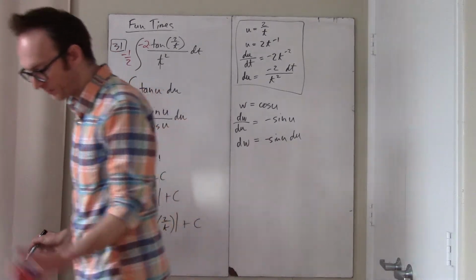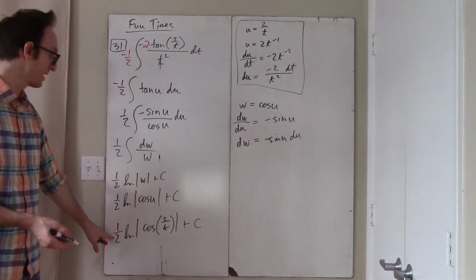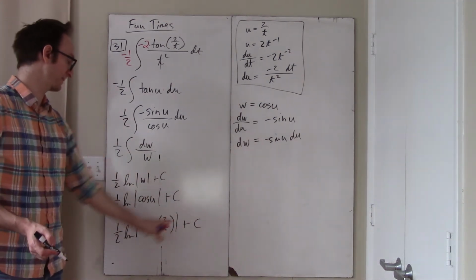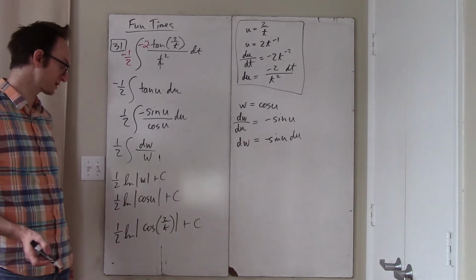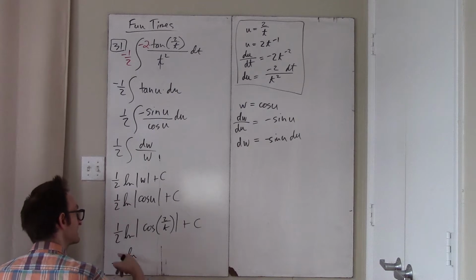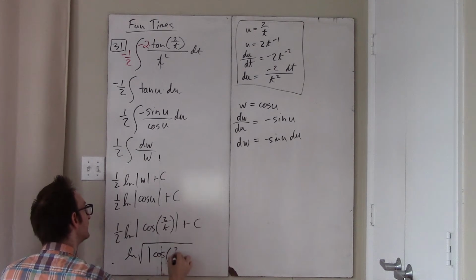And people will often not leave it like that because, like I was kind of saying a minute ago, the 1/2 coefficient of the natural log, if you pop that up, it becomes ln of thing to the 1/2, which is the square root. And so probably you would find most people writing this as the ln of the square root of the absolute value of the cosine of 2 over t, plus c.